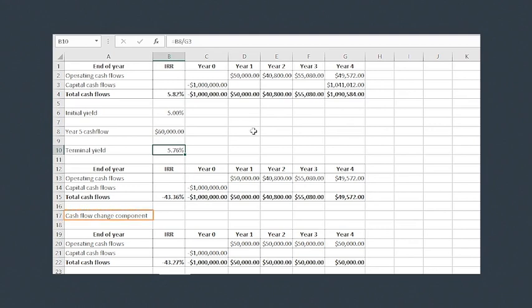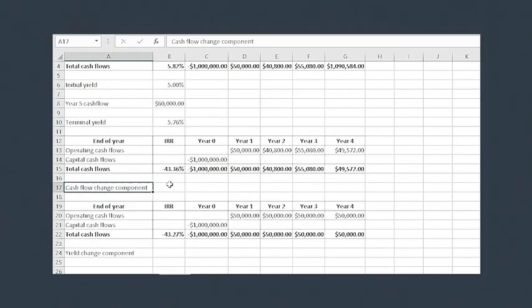The cash flow change is the increment in the IRR relative to the initial yield caused purely by changes in cash flows. To compute this, we first compute what the IRR would be if the terminal yield remained constant. That is, what the IRR would be if the terminal capital cash flow reflected a yield of 5% instead of the actual terminal yield of 5.76%. This gives you a year 4 capital flow from resale of $1.2 million, which is 60,000 divided by 0.05, which would then provide the project with an IRR of 9.23%.